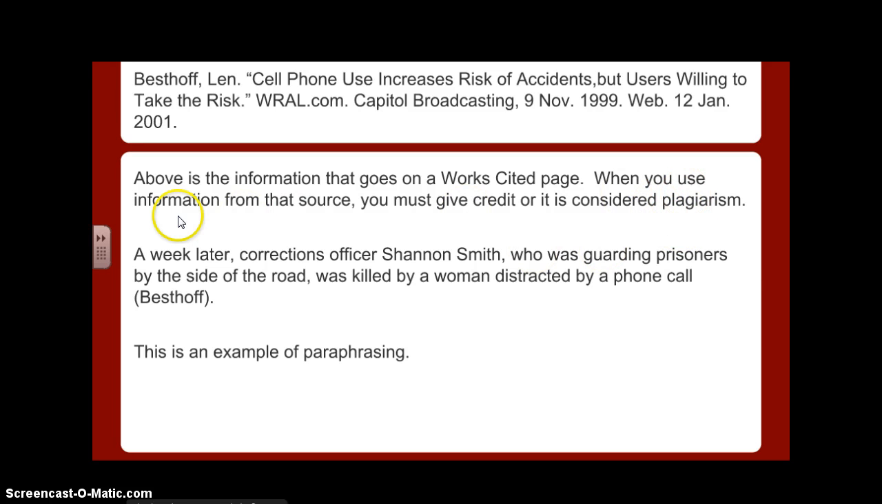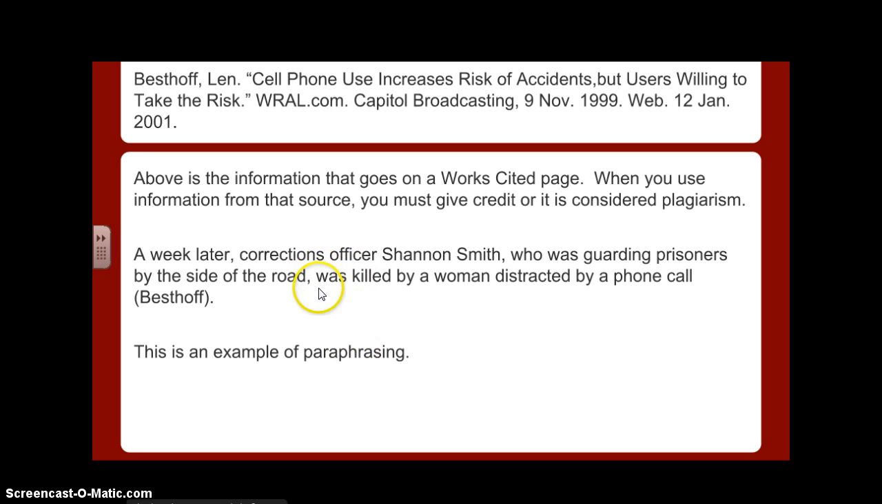So when you use information from that source, you have to give it credit or it's considered plagiarism, even if you put it in your own words. Okay? You did not do the original research. If you use someone else's ideas without giving them credit, that's intellectual theft, plagiarism.